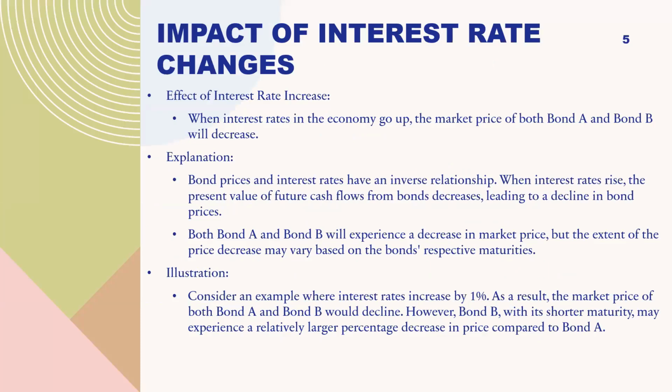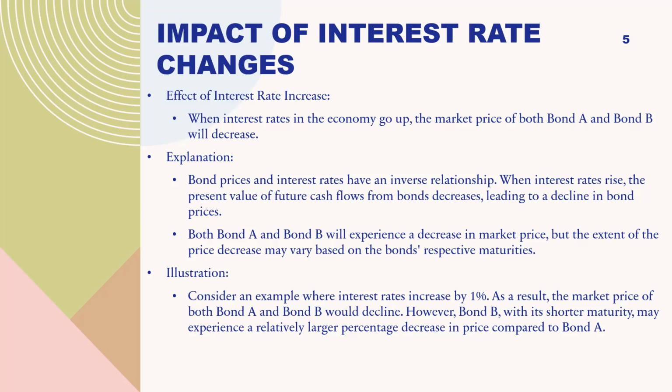And next is the impact of interest rate changes. Now let's talk about what happens if interest rates in the economy go up. When that occurs, both bond A and bond B will see a decrease in their market prices. It's like a seesaw effect: when interest rates rise, bond prices fall. Here's why. As interest rates increase, the present value of future cash flows from the bonds decreases. This leads to a drop in bond prices, so both bond A and bond B will be affected.